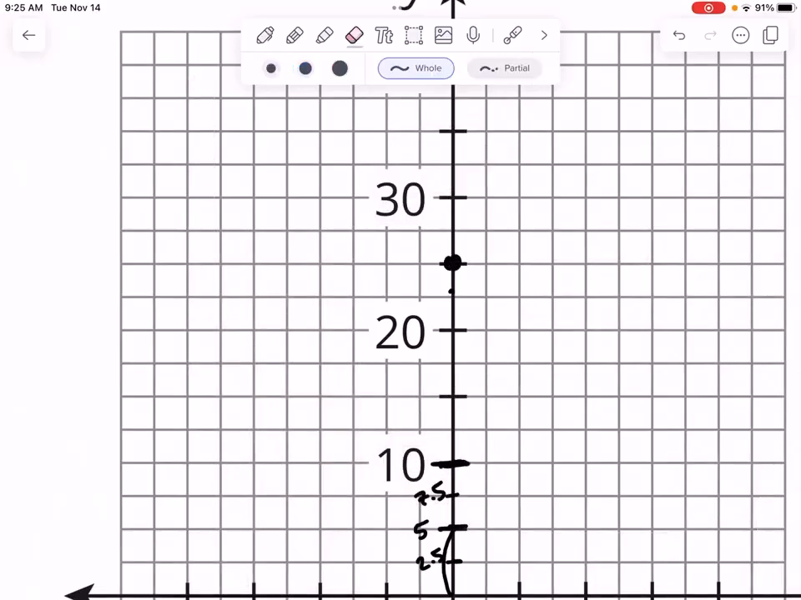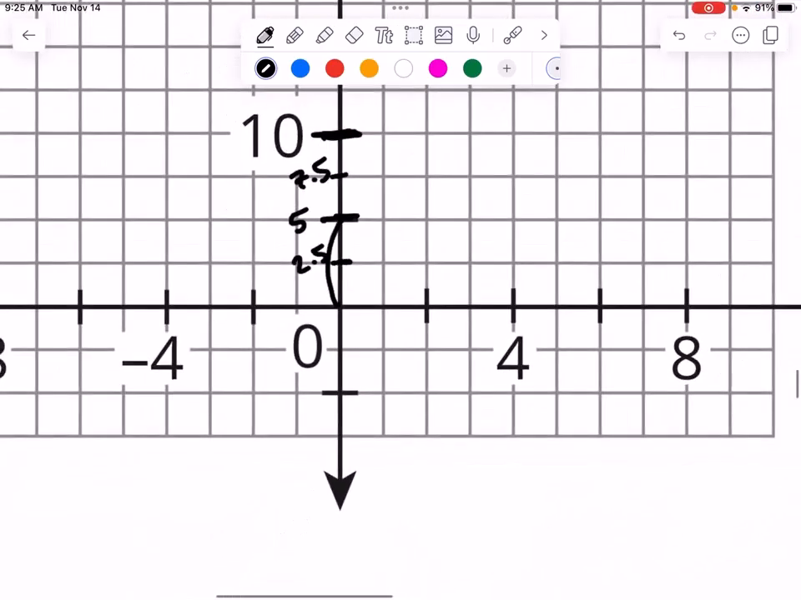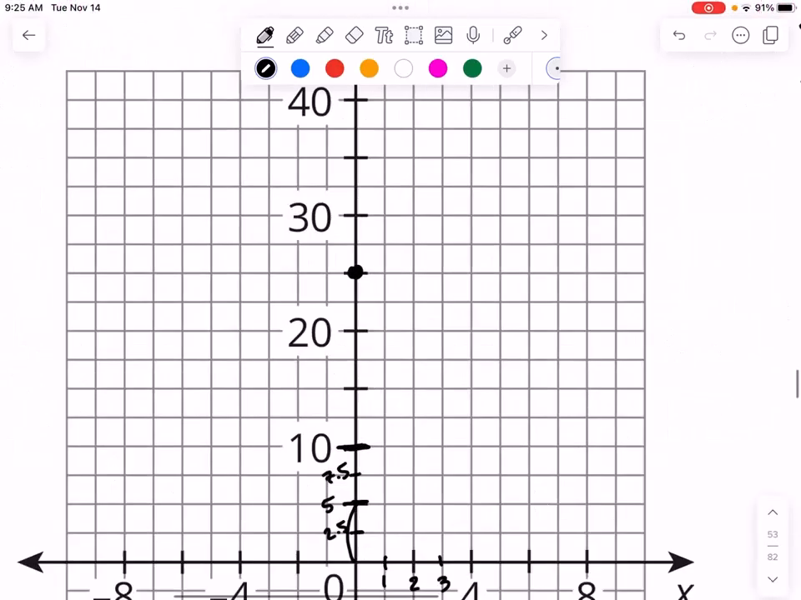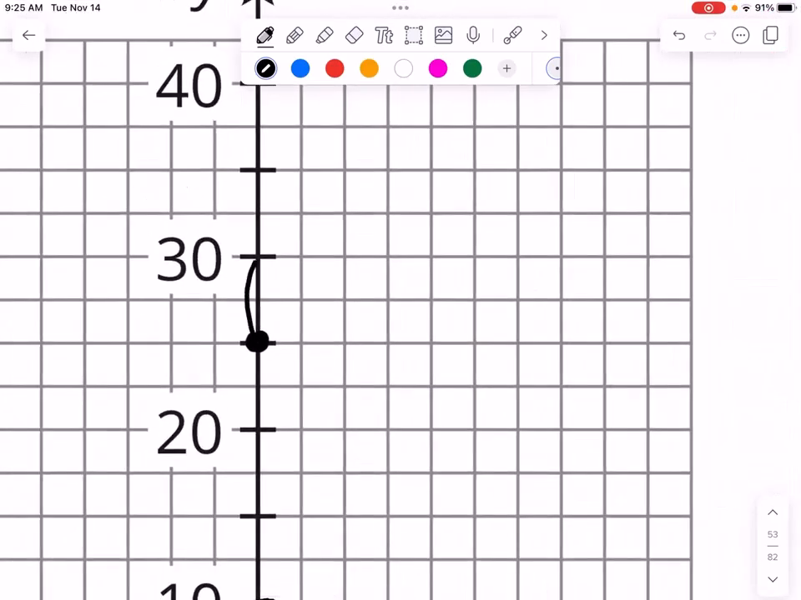Let me erase this. And to go up 5 over 1, let's look at our x-axis. Are we going by increments of 1? If that's 4, that means that this is 2. Yep, we're going by increments of 1. Okay, so to move up 5, right 1. So this is up 5. This is right 1, so we put a point right there.